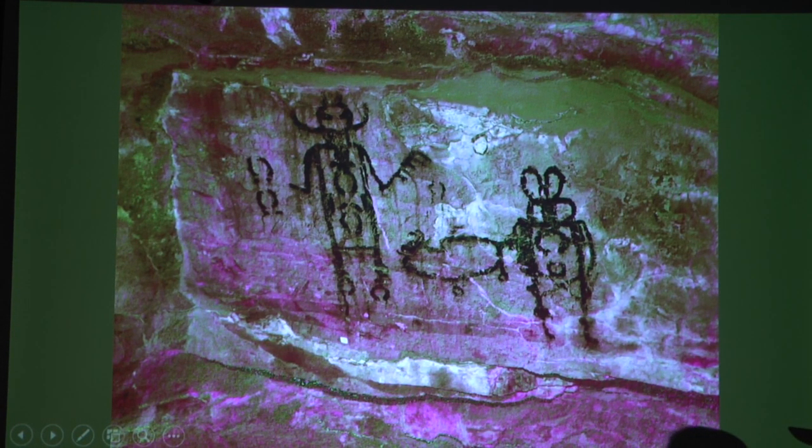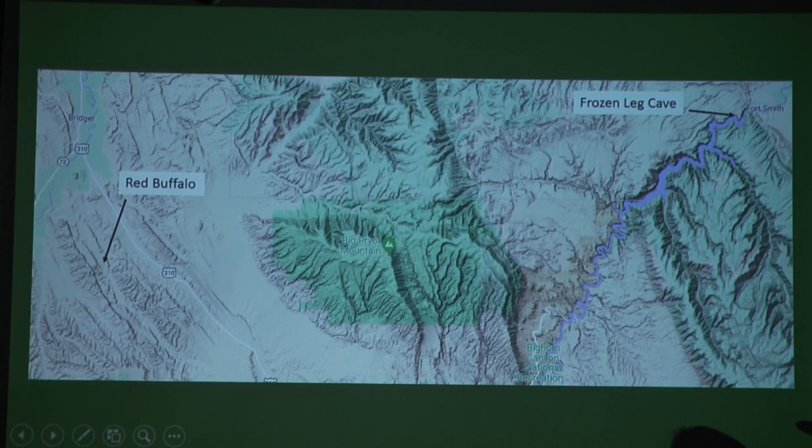What age is this? This one's going to be quite a bit more recent. And so I'll show you in a few minutes a couple of others, and we'll put this one in a much more recent period of time. We think probably this is associated with the Crow and dated somewhere around 500 years ago. Okay, let's go to Red Buffalo.